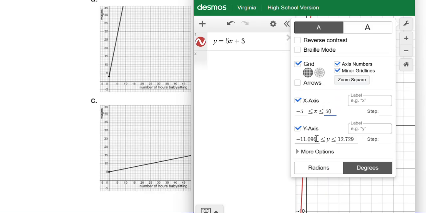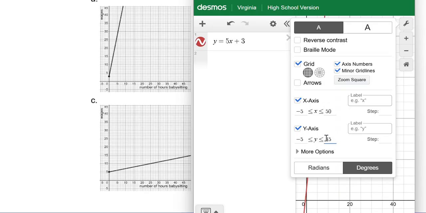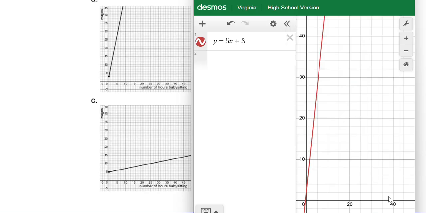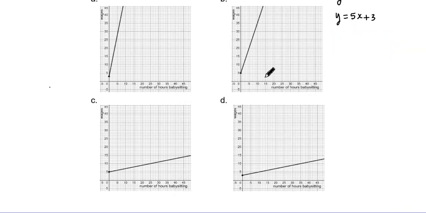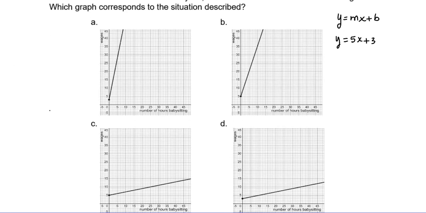And then on the y-axis is going from -5, I'll go ahead and put 45 for that. -5, oops, not negative, -5 to 45. All right, well, there you go. I think it's A. It's going through 3, it's going through 3. Oh, this one's going from 5. Okay, yeah. So it's going to be A for sure. Okay.